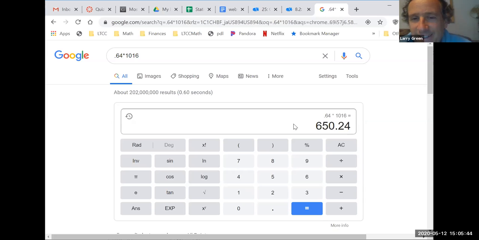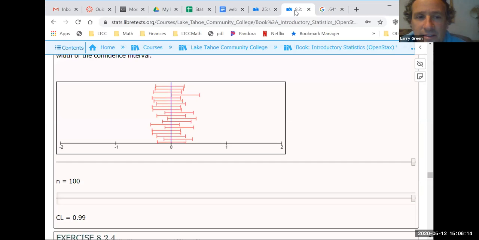This isn't too bad. Okay, so you might think it's 650.24, but that can't be X. You can't have 650.24 people say yes to the survey question. It makes no sense because you can't have decimals. We should use rules of rounding, and you should use 650. Any questions on that? Okay, so let's use 650.